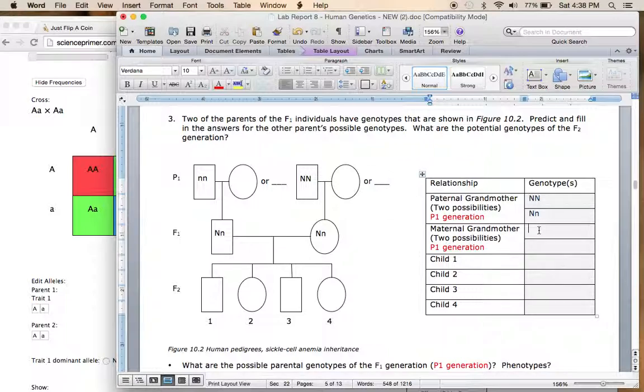So there are two options. She could have had two recessive alleles, or she could have had a recessive allele that she donated to her daughter, and a dominant allele. So this is the P1 generation, the paternal grandmother and maternal grandmother. When you're comparing them to the F2 generation, these would be the grandparents. So that's why they're saying that, paternal grandmother, maternal grandmother.